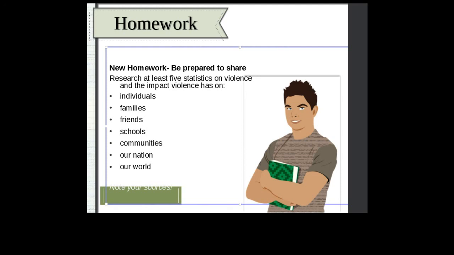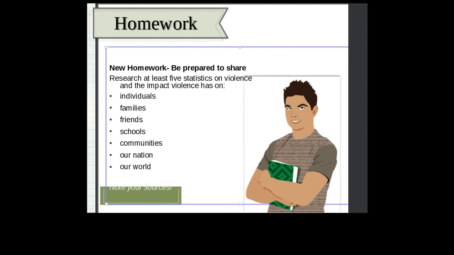All right, so your number 3 homework assignment. What you're going to do at this point is research 5 statistics on violence and the impact they have on all of these categories. The violence statistics can be whatever you want. They need to be from a reliable resource. And you'll write down the statistic and then explain how it goes through all of these particular aspects.